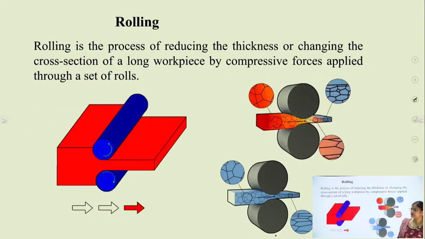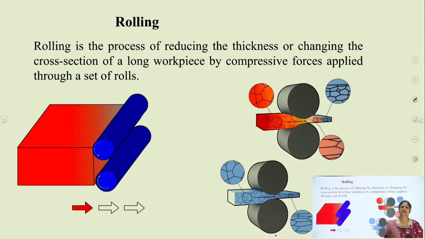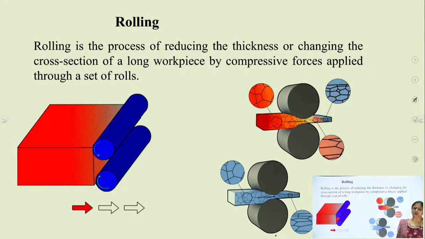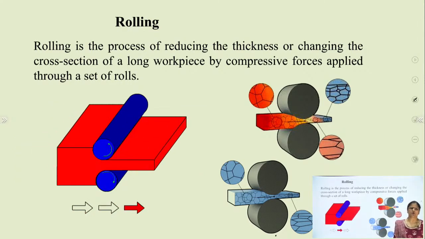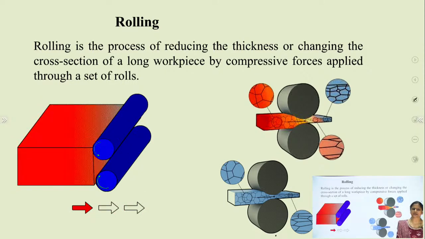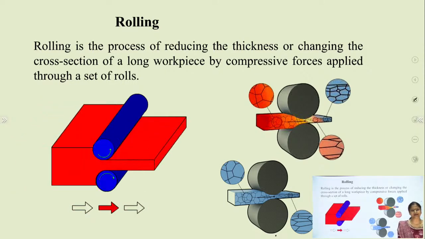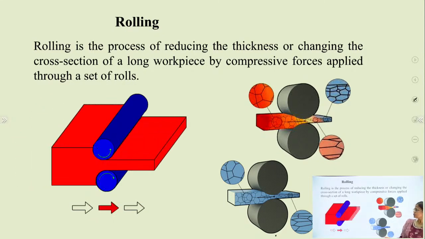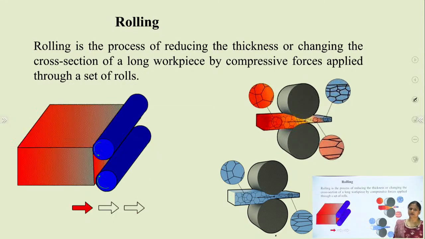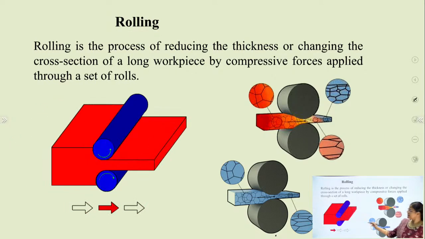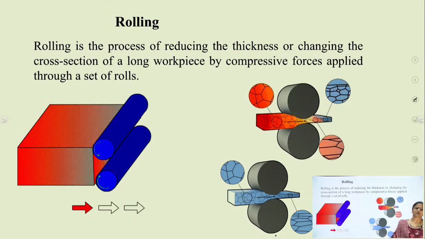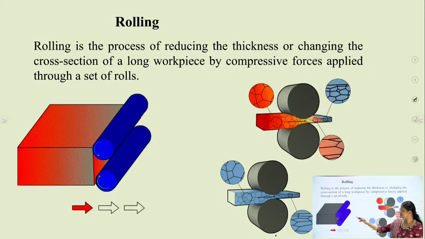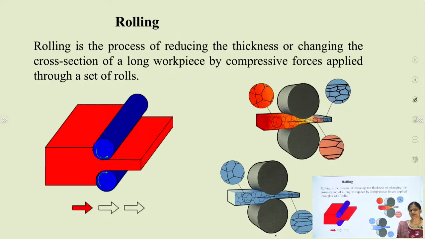Now we will discuss all the forming operations, the work deformation processes, one by one. Rolling is the process of reducing the thickness or changing the cross section of a long workpiece by compressive forces applied through a set of rolls. In this figure we can see there are two rollers through which a workpiece is fed. There is an entry condition for passing this workpiece material through the set of rollers.